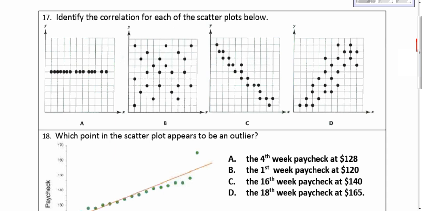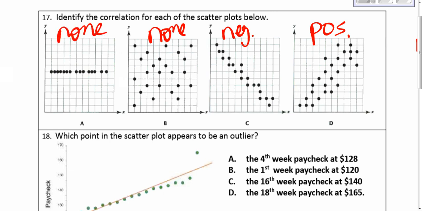Number 17, identify the correlation. So B clearly is none. C is clearly negative. D is clearly positive. We kind of talked about A. A is also none because you can't make any predictions based on those points, but just make sure you understand B, C, and D.